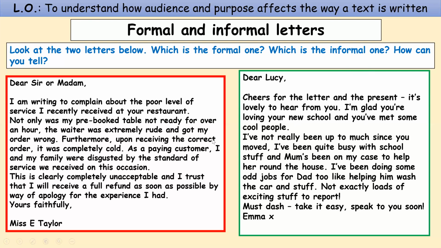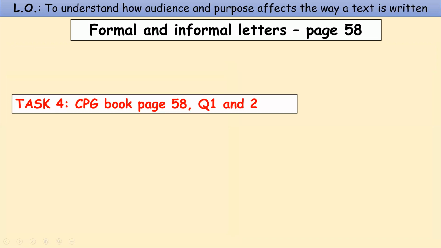"I've not really been up to much, been quite busy with school stuff, and Mum's been on my case." So we've got different ways of describing things here. Now, if someone's been on your case, it means they're nagging you, it means that they're moaning at you to do something. But again, it's that informal use of language that shows that we're writing to a person that we know.